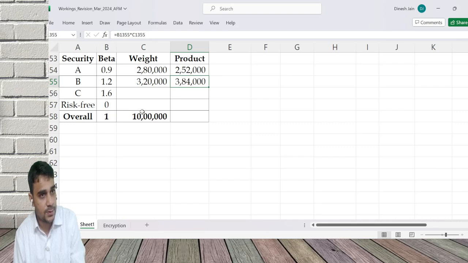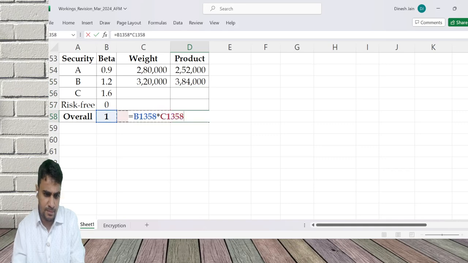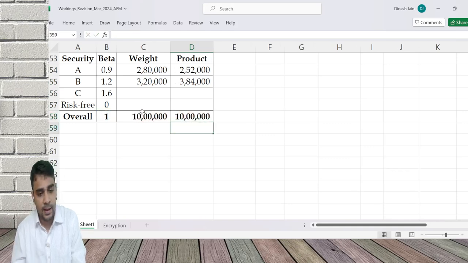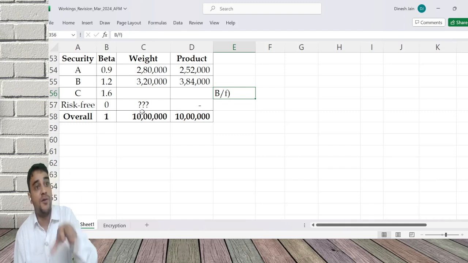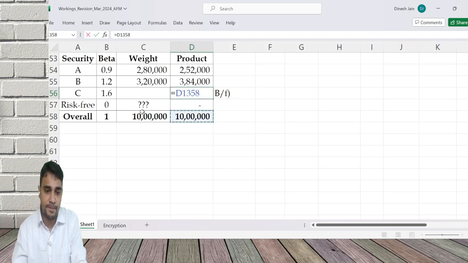Any doubts on this? Which means this has to be 10 lakh. You can write anything you want to write here. This number will be 0. This number will be 0. So which means this is a balancing figure. Whatever number you want to write in risk free, I don't know what number we will write, but this is balancing figure now. Sum of product has to be 10 lakh. What is the balancing figure?